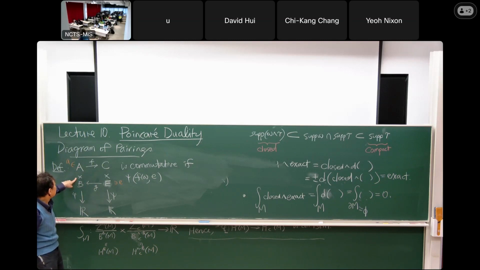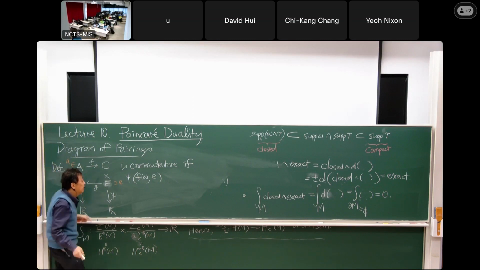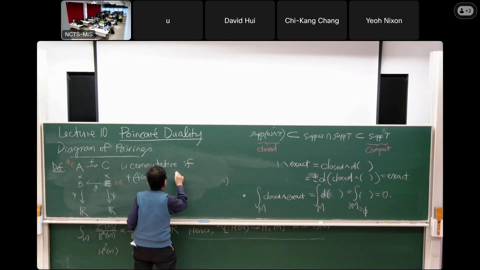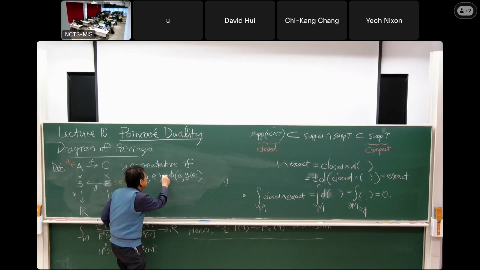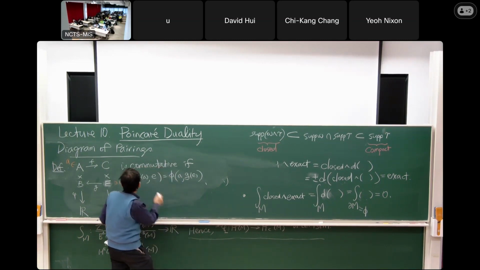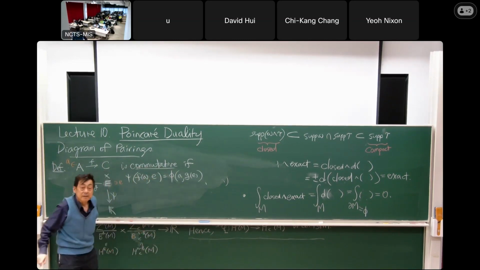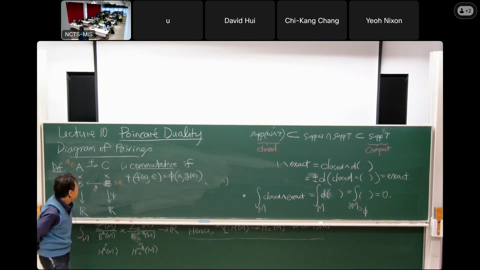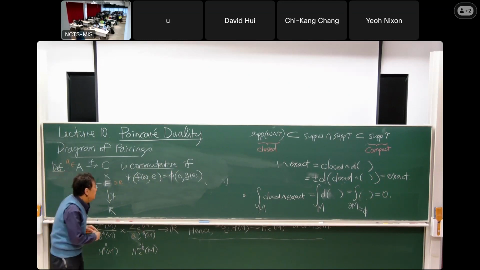But you can also do it the other way. You can go down this way. You can pair a with g of e, and then get a real number. So I can also pair a with g of e using phi and I get a real number. If these two numbers are equal, then I say that the diagram is commutative.